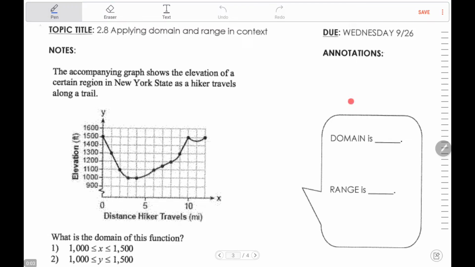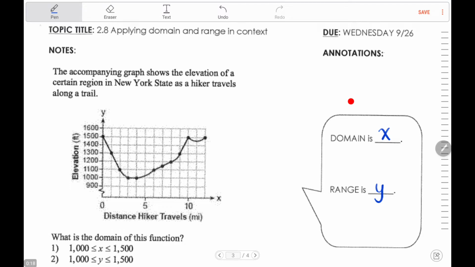Hey guys, this is 2.8, applying domain and range in context. We're going to start to talk about word problems tomorrow, so let's get a quick preview. Some annotations are, well, we need to remember that domain is always x and range is always y.